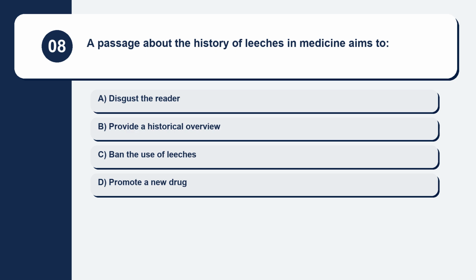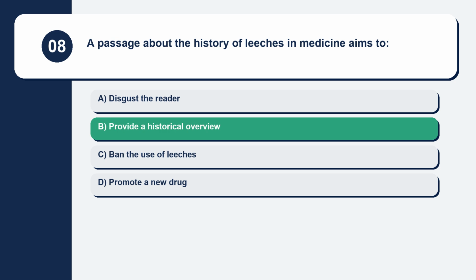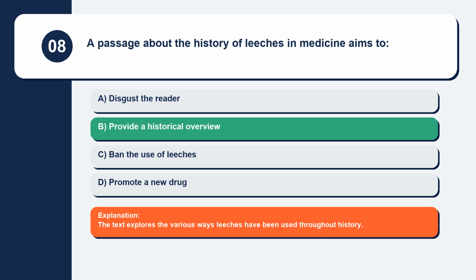Question 8. A passage about the history of leeches in medicine aims to discuss the reader, provide a historical overview, ban the use of leeches, or promote a new drug. The text explores the various ways leeches have been used throughout history.